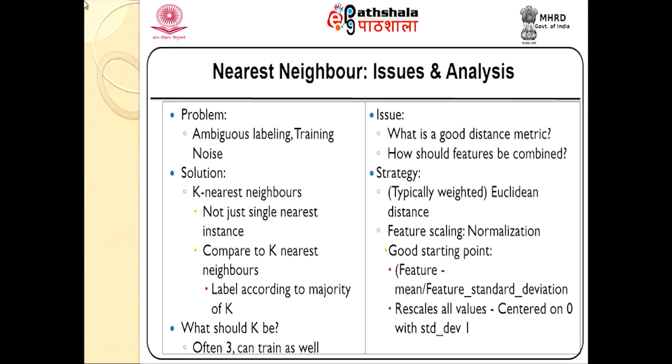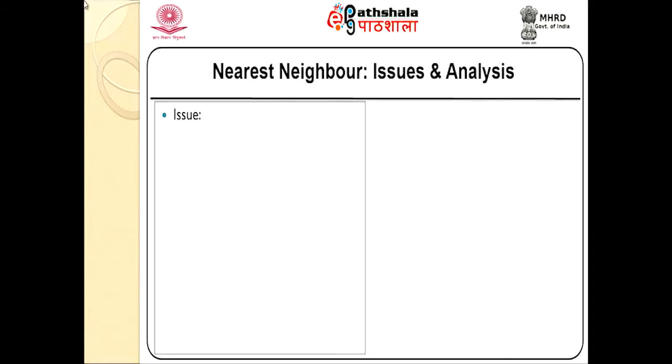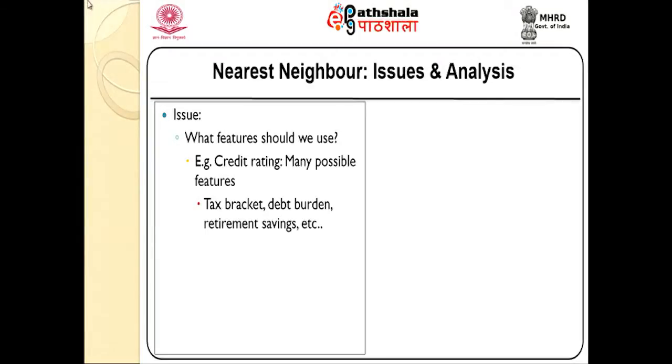Okay. Then another issue is, what features should we use? The selection of features that we discussed. For example, for credit rating, there are many possible features you could have used. We used the number of late payments per year, and we used income divided by expenditure. But you could have used tax bracket, you could have used debt burden, you could have used retirement savings and so on. So, what features we should use is an important question.